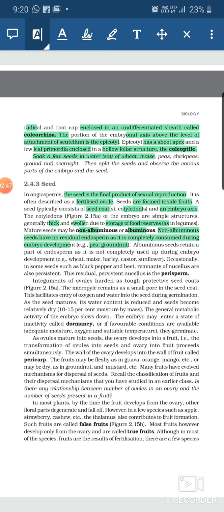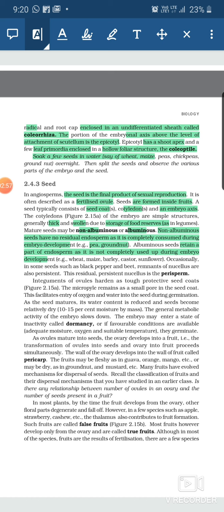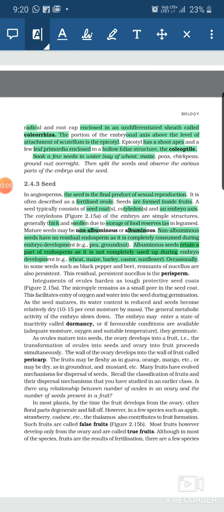Now there are a few types of seeds which retain part of the endosperm, as the endosperm is not completely used during embryo development. We call those seeds albuminous seeds. Common examples are wheat, maize, barley, castor and sunflower. So there are two categories of seeds on the basis of whether residual endosperm is present or not. If it is present, we call it albuminous. If it is completely used and not present, we call it non-albuminous.